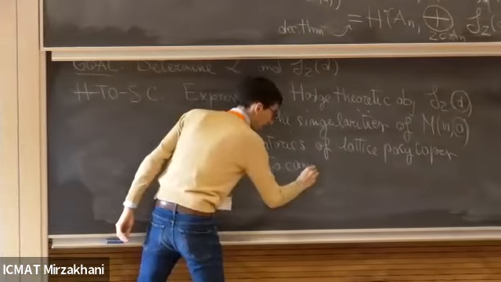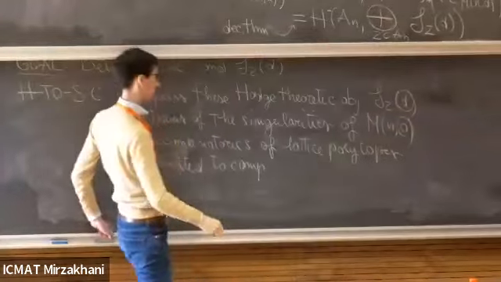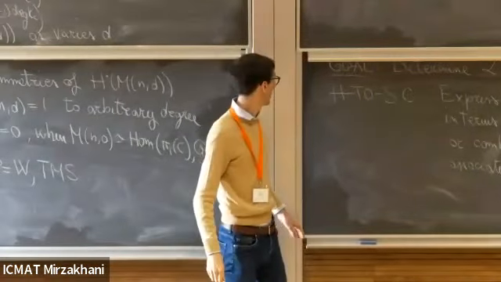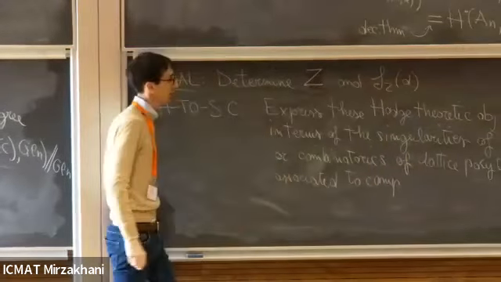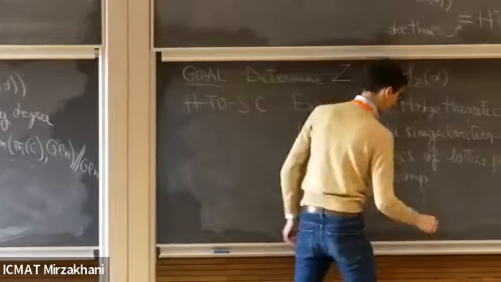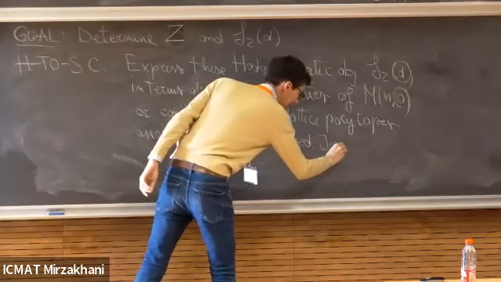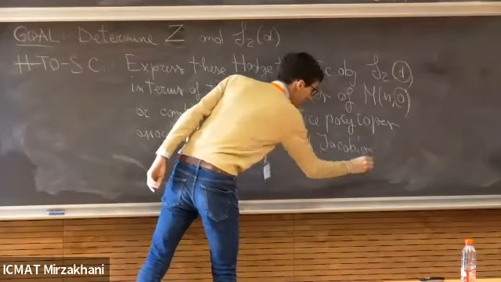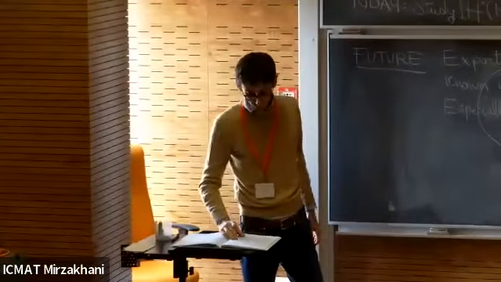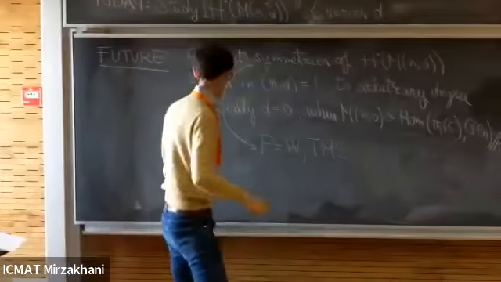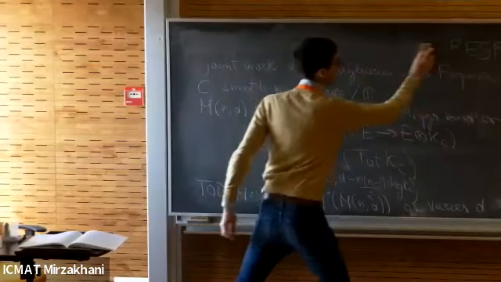Sorry, what is L in the goal? This one? No. Determine what in your goal? Determine Z. I'm sorry. Yes, the support and summand associated to the compactified Jacobian. So let me recall first some previous work in this direction.